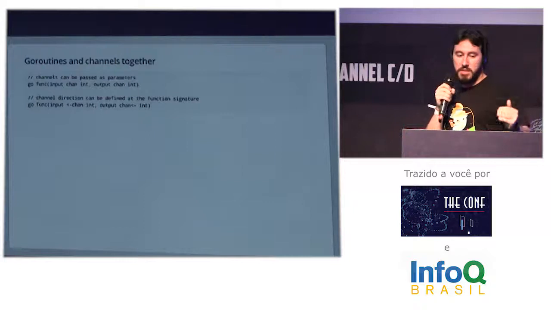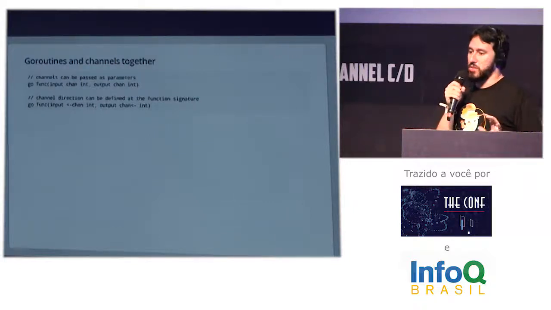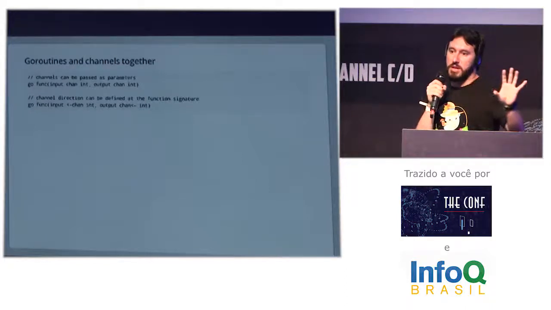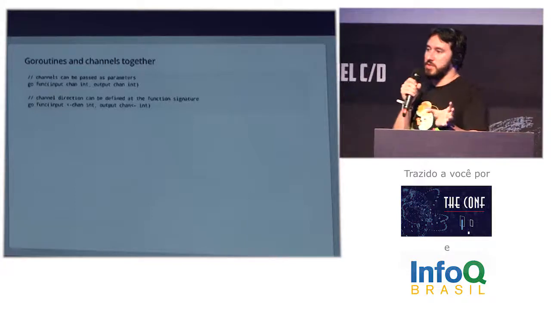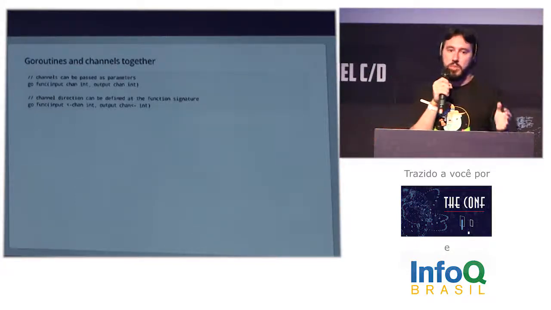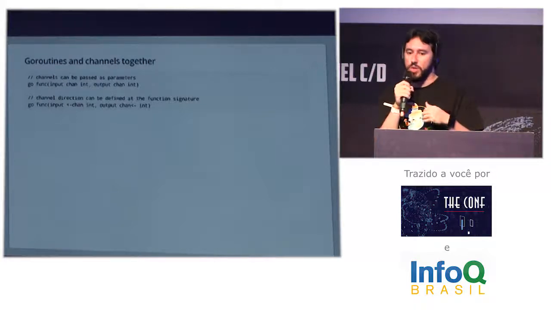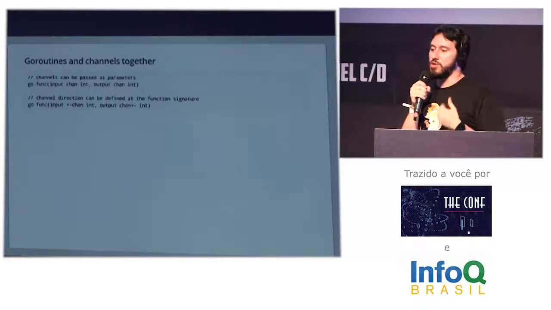And another thing that you can do is that in the second example here, we can define the direction of the channel. This means that when we create a channel, we can send data into it and we can receive from it. It has both ends. But inside the specific function, you can define that in that function, you will only have read operations, or you will only have write operations. So you can treat a channel as only an input to the function or only an output to the function.